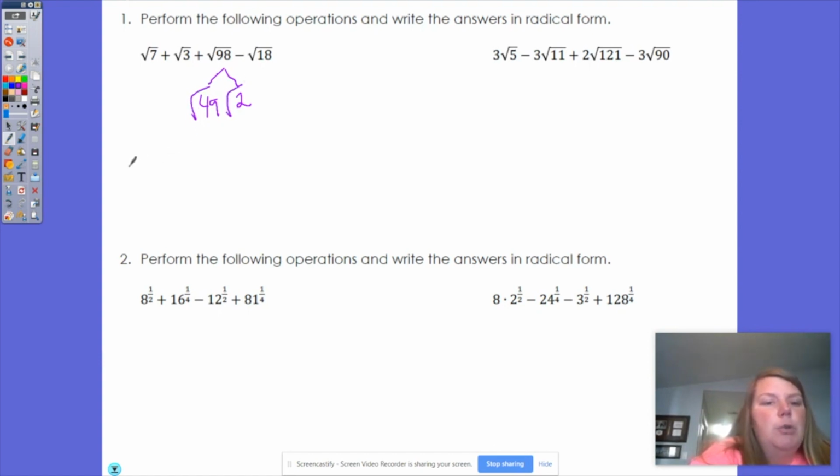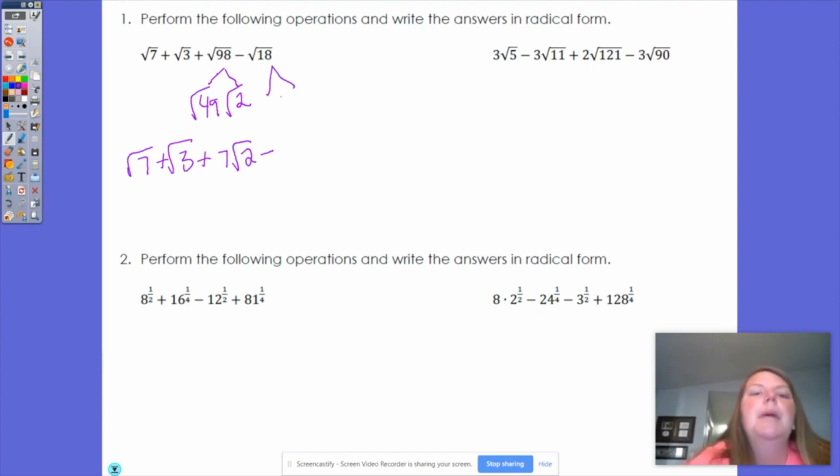So then we want to take the square root of each piece. So we still have square root of 7, square root of 3. The square root of 49 is 7 times the square root of 2, minus the 18. We can also break that up. The biggest perfect square that goes into 18 is 9, and 9 times 2 is what gives us that 18. So the square root of 9 is 3 times the square root of 2.